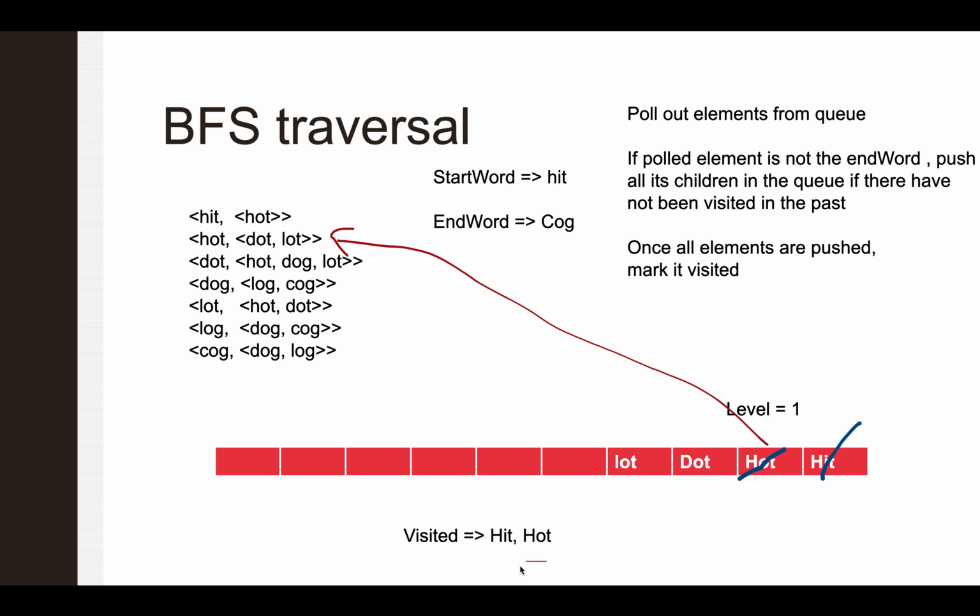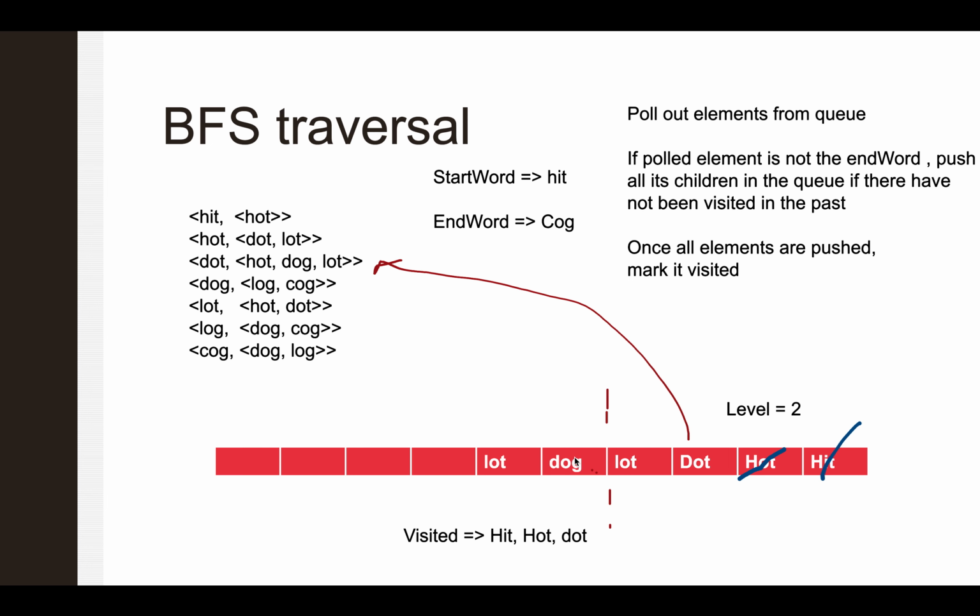So let's move ahead in the traversal. Hot gets added into the visited array. Level increments to 2. This is the terminal state for level 2. And we pull out dot, and dot is not equal to the end word, so we'll add all its children into the queue, only those children that are not part of the visited array. Since hot is part of the visited array, we'll not add that. We'll add dog and lot. So the dog and lot will go here. So dog and lot get here, and we just popped out this.